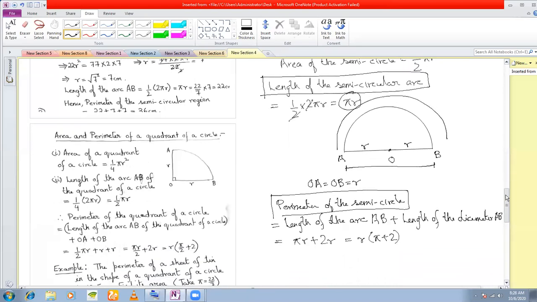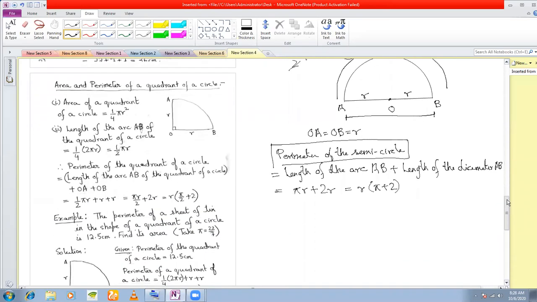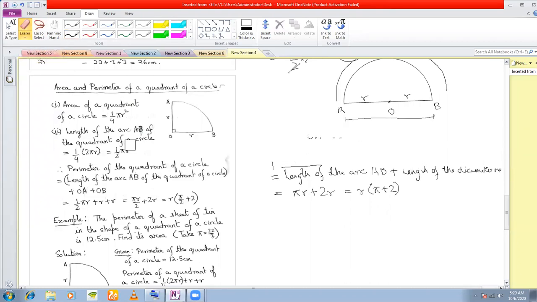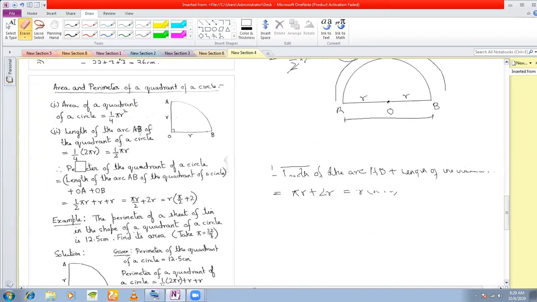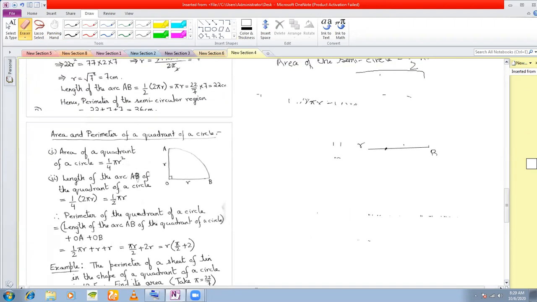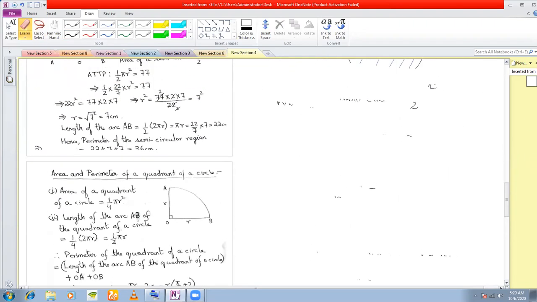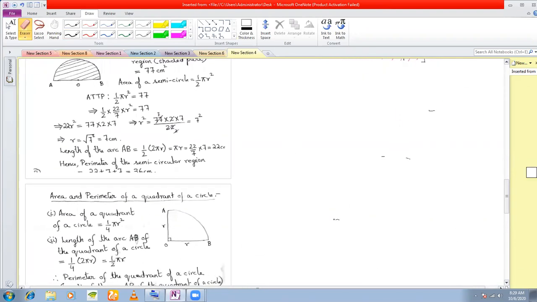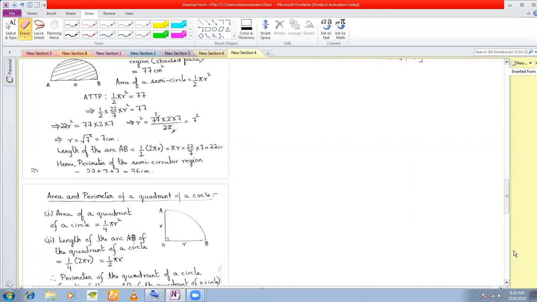Okay. Next we come to the concept of quadrant of a circle. Now, what do you mean by quadrant? When we talk about a semicircle, we are talking about half a circle. When we are talking about quadrant, quad in English means four. So when we are talking about quadrant of a circle, we mean one fourth of a circle.